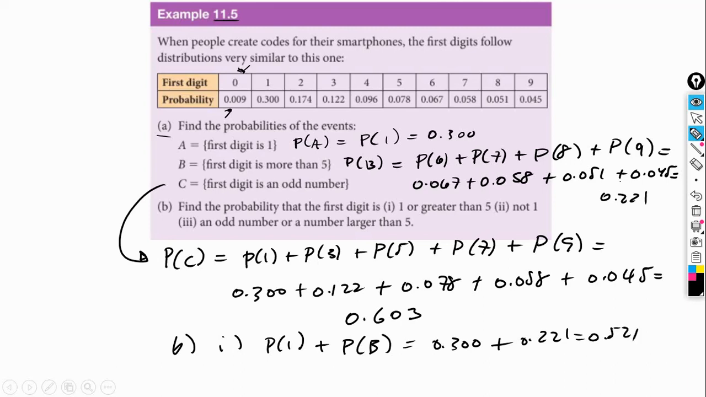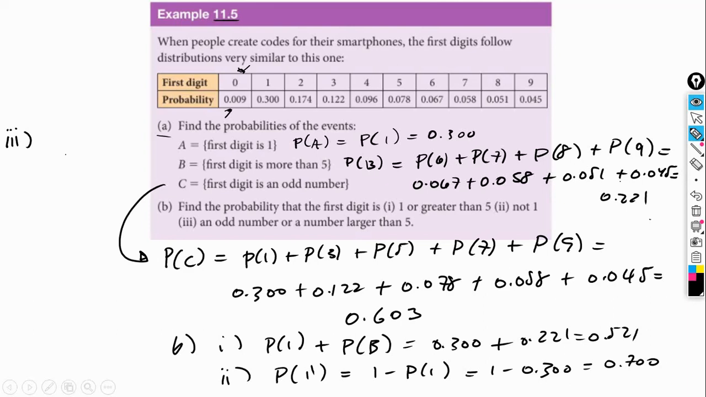0.521. And then for part 2, they ask us what is the probability that it's not 1. Remember that the probability that it is not 1 is the same as 1 minus the probability that it is 1. So this is just going to be 1 minus 0.300. So this is going to be 0.700.